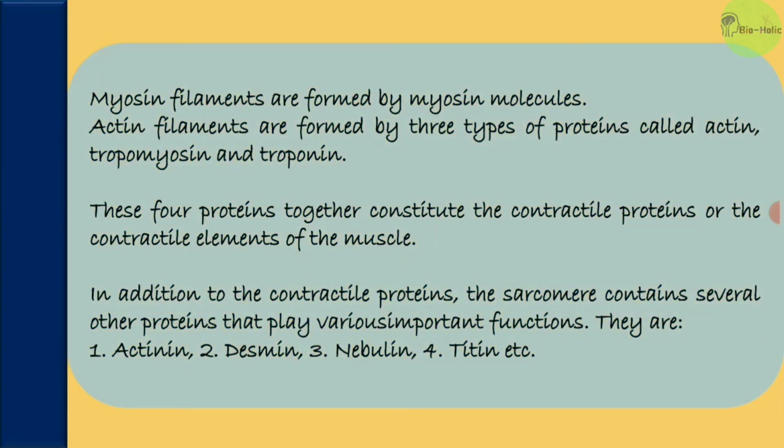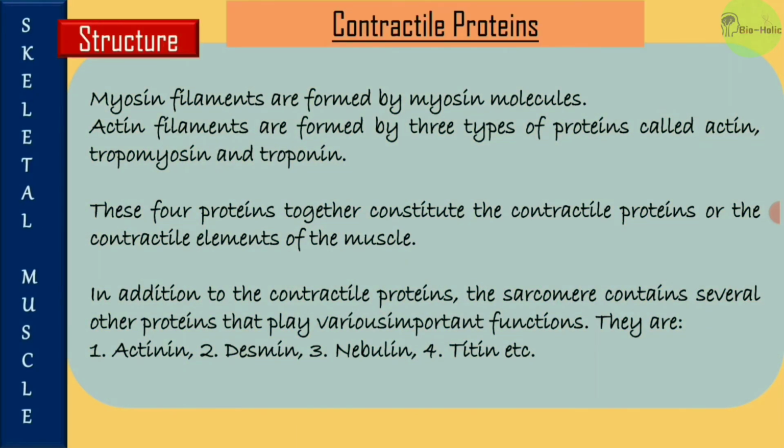Now the contractile proteins of muscles, specifically of skeletal muscles. Myosin filaments are formed by myosin molecules and actin filaments are formed by three types of proteins called actin, tropomyosin and troponin. These four proteins together constitute the contractile proteins or the contractile elements of the muscle. In addition to the contractile proteins, the sarcomere contains several other proteins that play various important functions. They are actinin, desmin, nebulin, titin, etc.